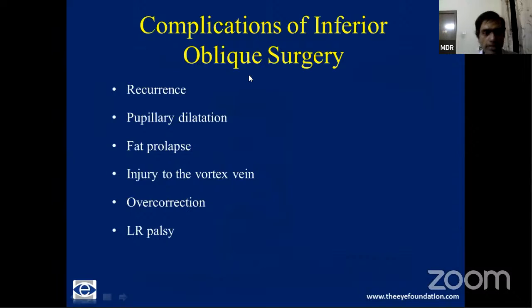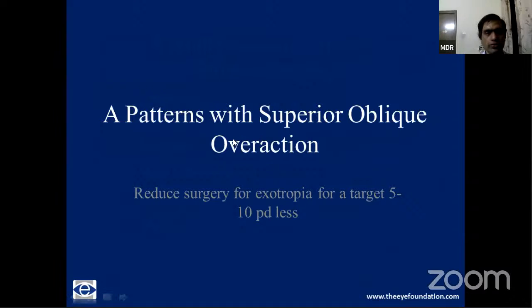So these are the complications of inferior oblique surgery that I would like you to remember. That is, injury to both should never happen. It's very difficult to identify and ligate. You can have fat prolapse, and the others fortunately are rare and generally don't happen, and usually reverse with time. So now we'll go to A pattern with superior oblique overaction.